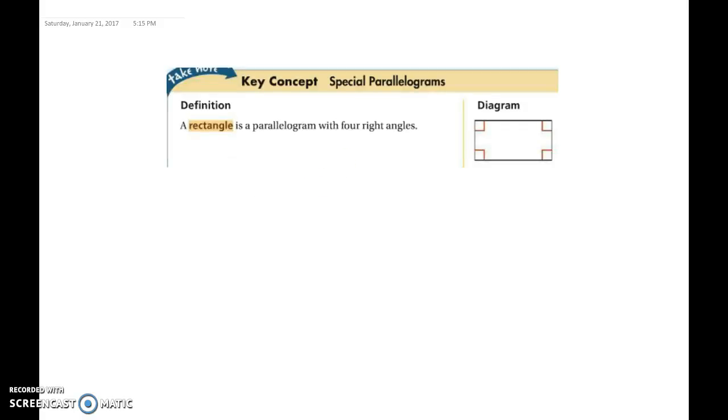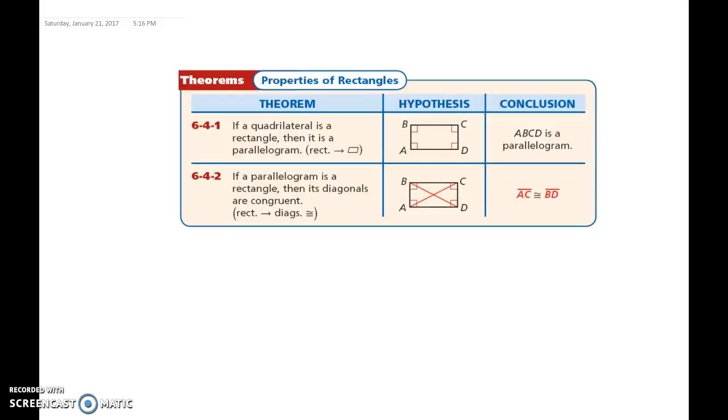A rectangle is a parallelogram that has 4 right angles. If all you are told is that it is a parallelogram and it has 4 right angles, it is a rectangle. That is the definition of a rectangle. Now, not only does a rectangle have all of the parallelogram traits, but they have a few new ones that are just theirs.